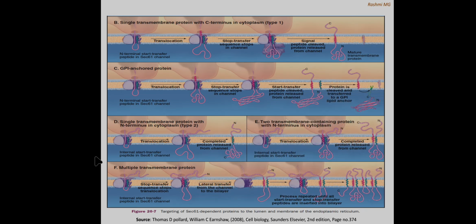Next, these are some examples of type 1, type 2, type 3 and type 4 multiple transmembrane helices. You can see these are examples of different types of transmembrane integral proteins of different topological classes.